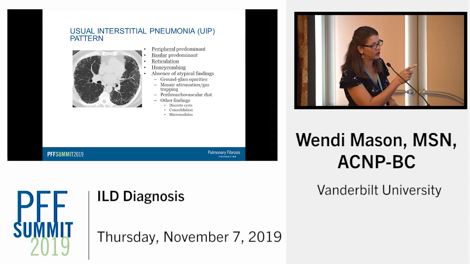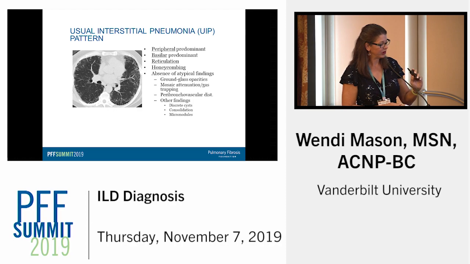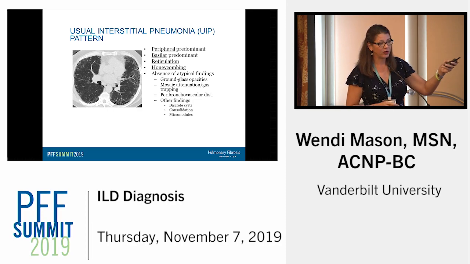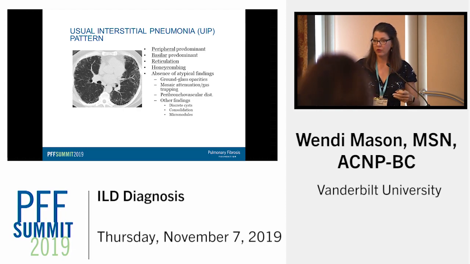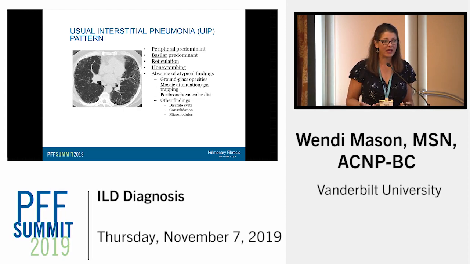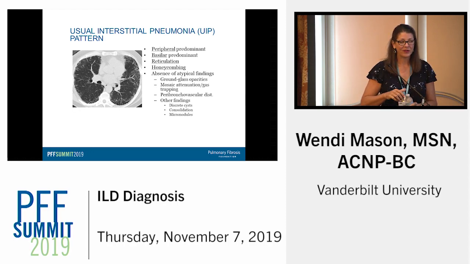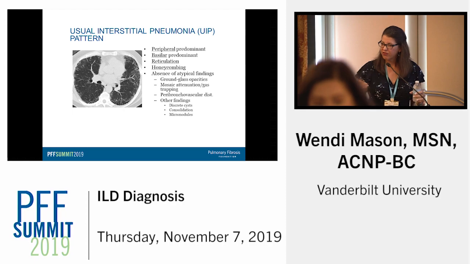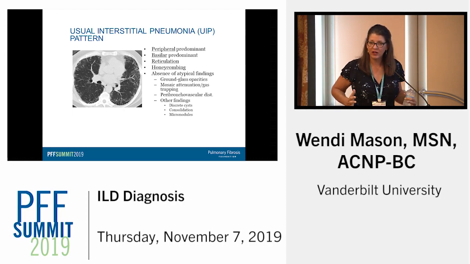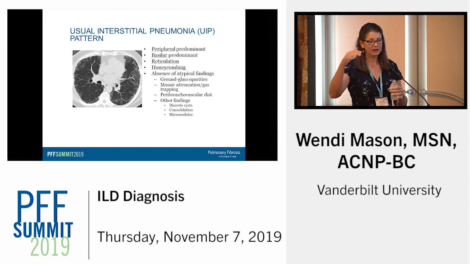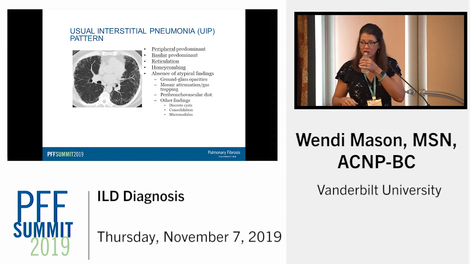So the things that we want to look at, I don't know if this has a pointer, it doesn't look like a light, shine it in my eye. The things we want to make sure we see for a UIP pattern is peripheral predominance, peripheral and even basilar predominance. So that means all the stuff is happening in the periphery of the lung and at the bases of the lungs. That's true for most IPF patients. People that have familial IPF typically have these findings in the top parts of their lungs.